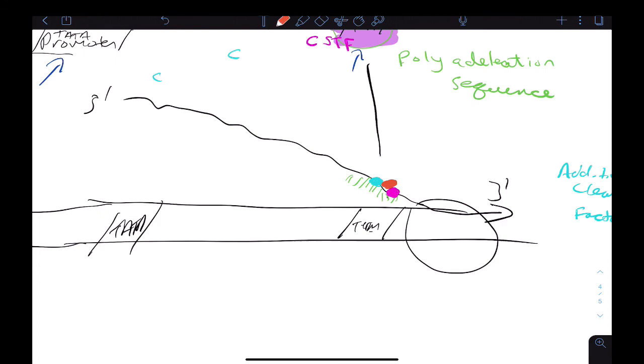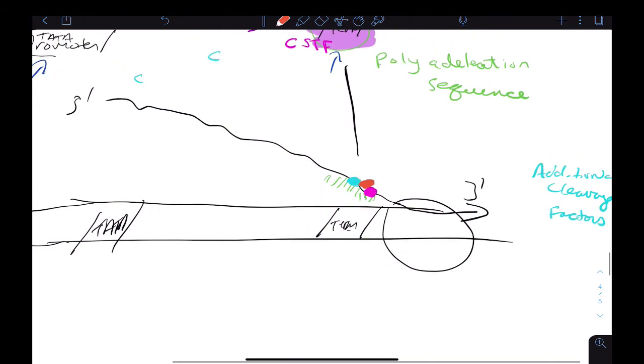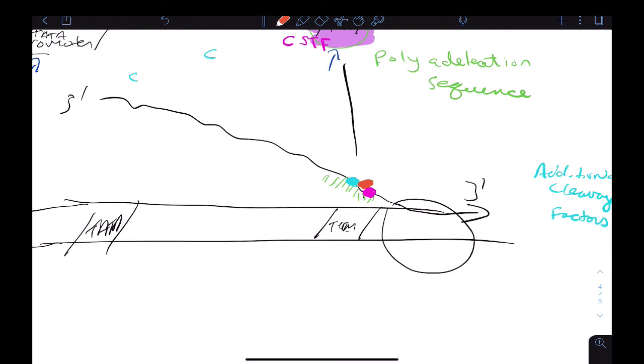So here, what's going to end up happening is this. This is our CSTF, right? This is our additional cleavage factor over here. Once this additional cleavage factor comes in, right at this point, it cleaves it, cuts it off. It causes these two things to fall off. So at this point, now the mRNA is free. Now it's floating around, it's free.